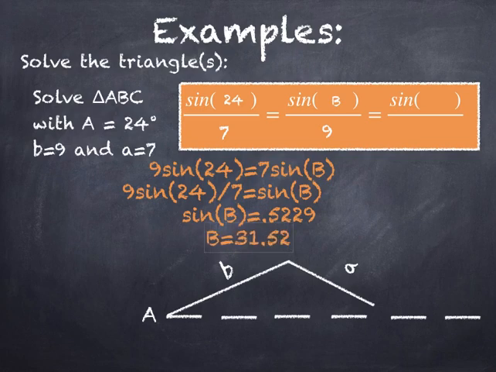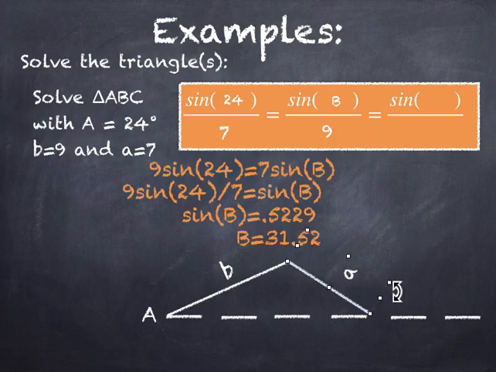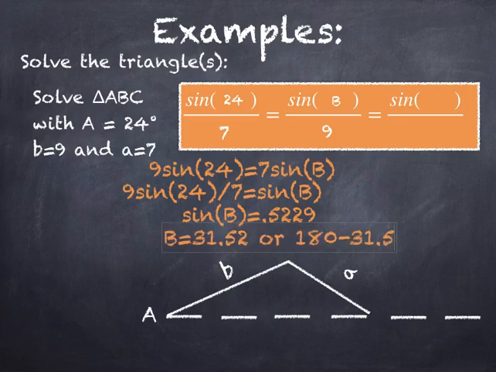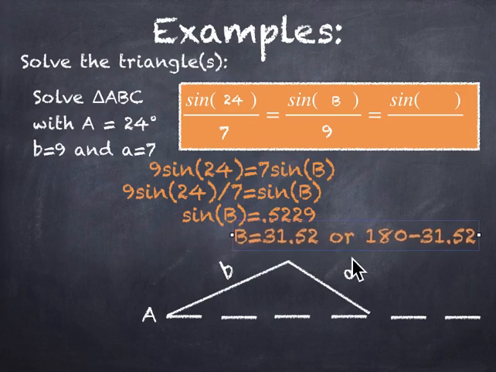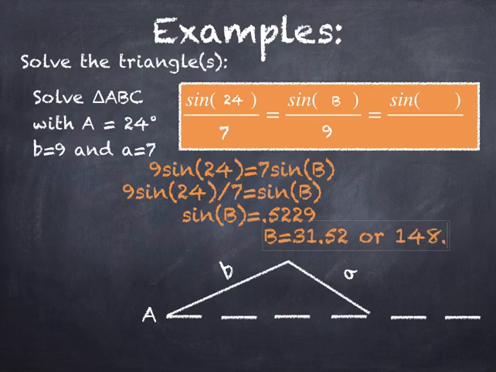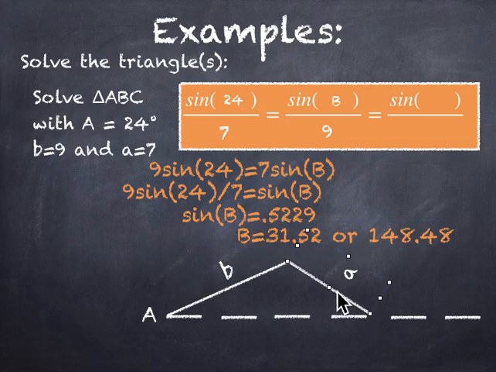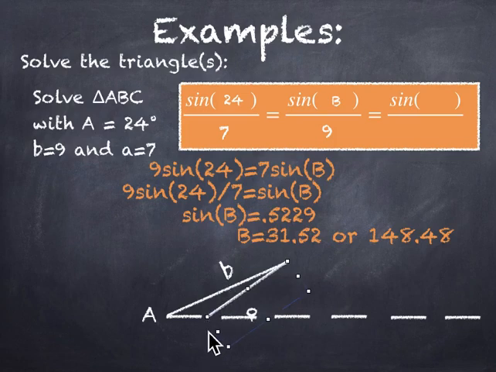Let's see if we can make that triangle a moment. So that was the situation where angle B, which is this angle right here, is really small. So that's this triangle. However, you also need to think about the other possible angle. The other angle is 180 minus 31.52, and that is about 148 degrees. And that would be the angle that we get when we look at this triangle. Notice angle B here is opposite side B. That's a really big 148 degree angle here.